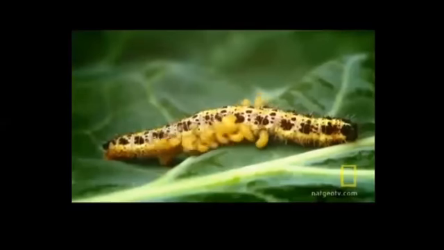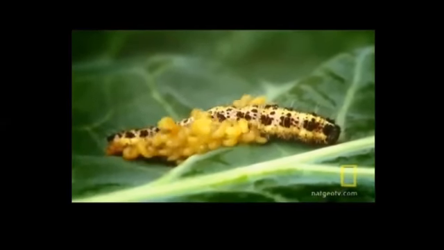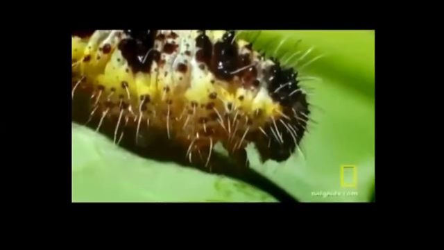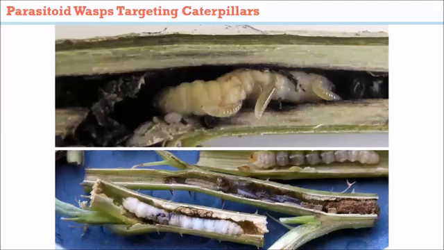But now they're done. They're ready to pupate. So they're not going to pupate inside the caterpillar. They're going to emerge through the caterpillar's skin. And this is what really kills the caterpillar. And then they'll pupate, and you can see that they'll emerge and lay eggs on more.